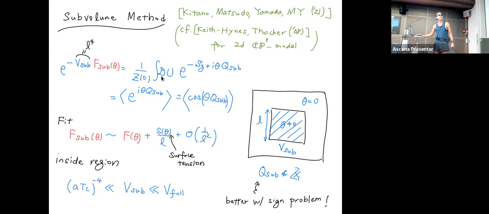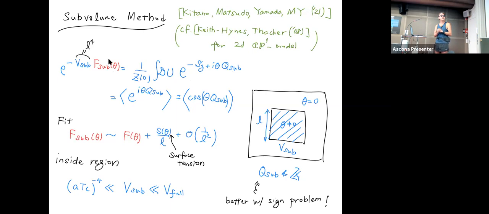In other words, the topological charge Q is defined as the sum of topological charge densities from each point, but we sum only over the points inside the sub-volume. So it's an expectation. In practice, you measure that. And if you take the cosine and take the expectation value, you get the sub-volume free energy as a function of theta.